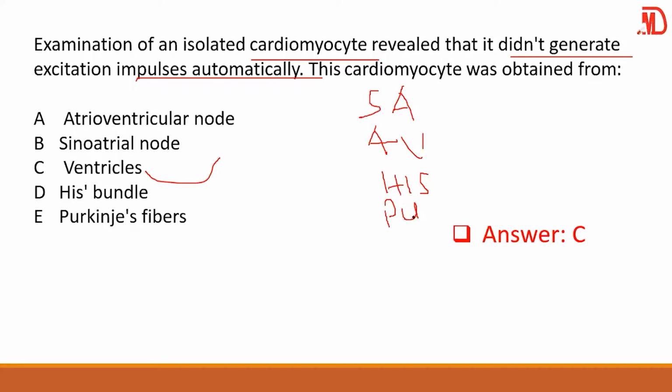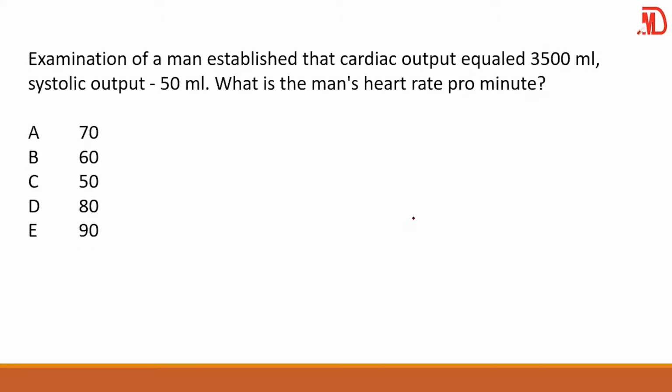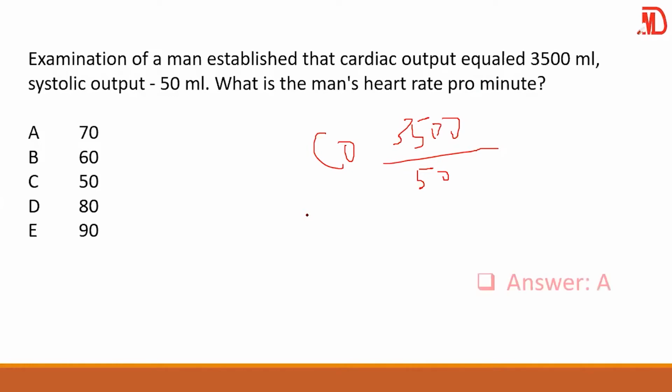All right. This question has repeated again. Examination of a man established that the cardiac output is 3,500. That means CO is 3,500. Stroke output is 50. So what will be the heart rate? You do 3,500, the cardiac output, over the stroke volume, which is 50. And your answer will be 70. The same question we solved yesterday.